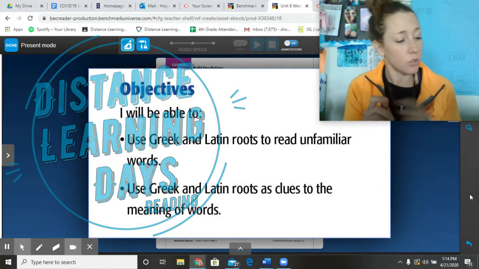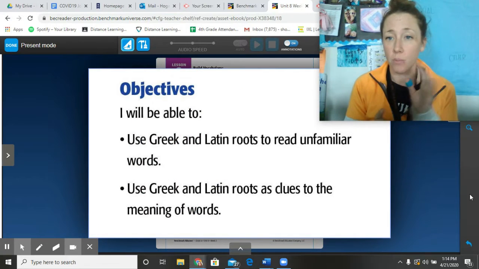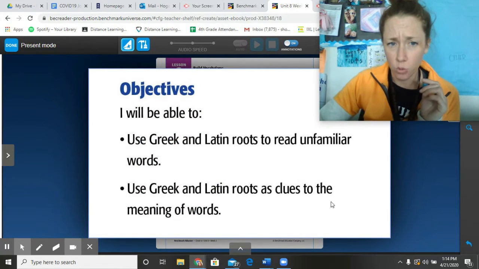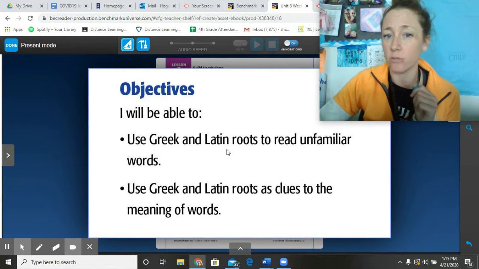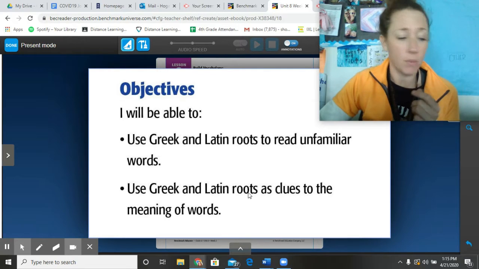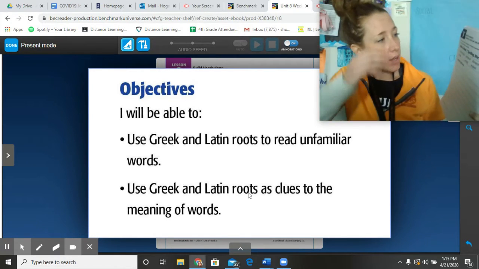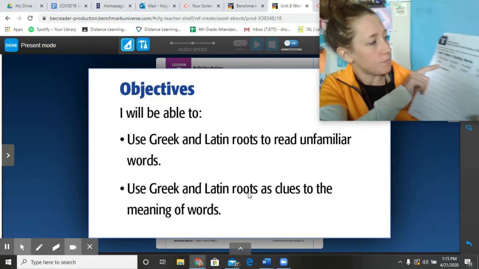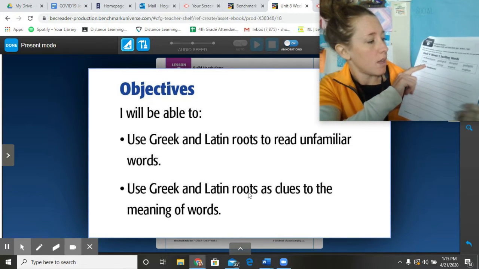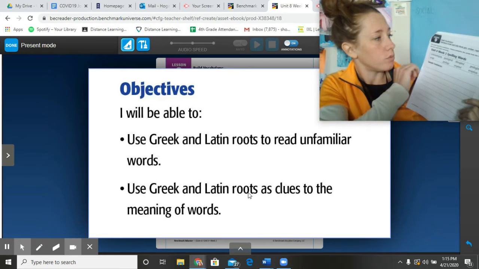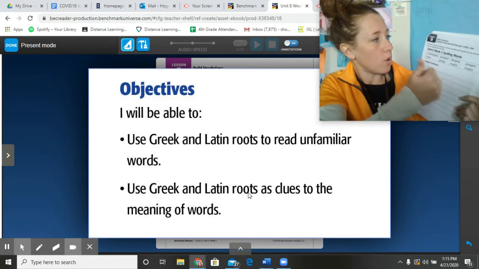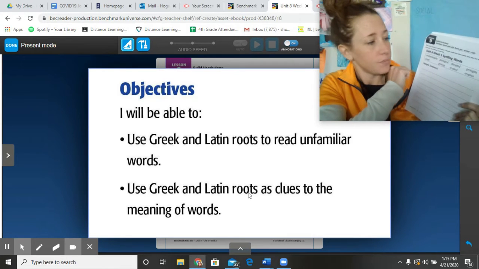Today we're going to combine two lessons. We're going to combine 9 and 12, but they both have to do with the same thing. So we're going to talk about Greek and Latin roots to read unfamiliar words, and then use them as clues in finding the meaning of words. The first part is we're going to use each word in a sentence, and they all have Greek and Latin roots in there: geo, arche, and rupt, and we'll talk about what those mean.